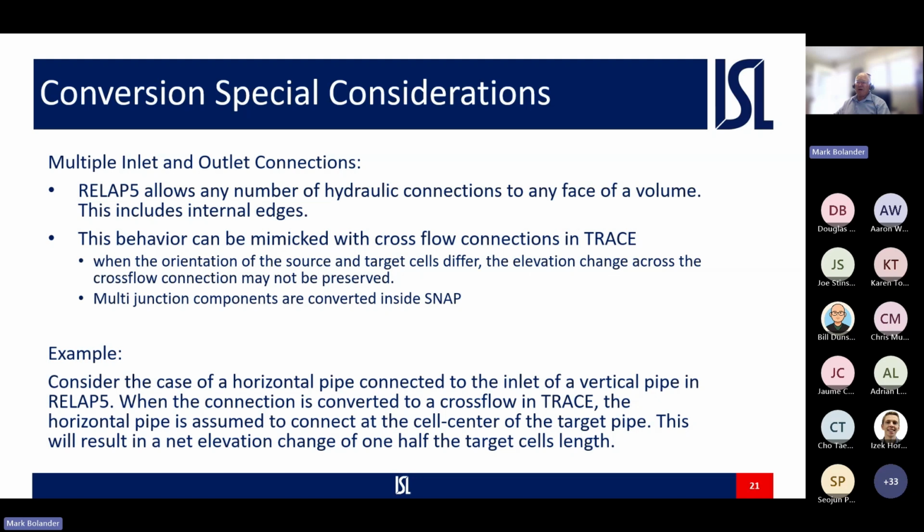Multi-junction components are converted inside SNAP. For example, consider the case of a horizontal pipe connected to the inlet of a vertical pipe in RELAP5. When the connection is converted to a crossflow in TRACE, you'll notice that the horizontal pipe is assumed to connect at the cell center of the target pipe rather than at the end. This is going to result in a net elevation change of 1/2 the target cell length. So be wary of those kinds of things.